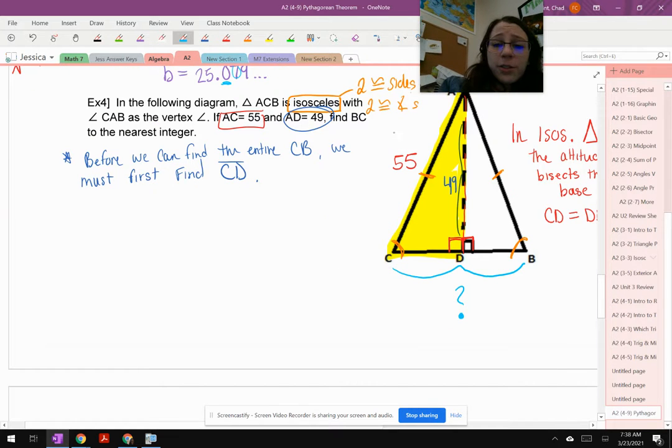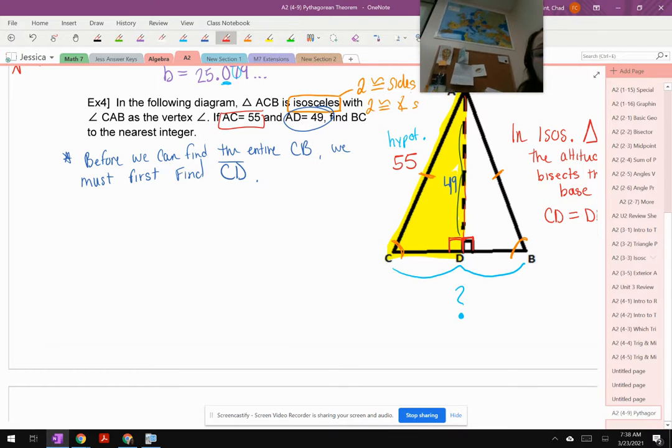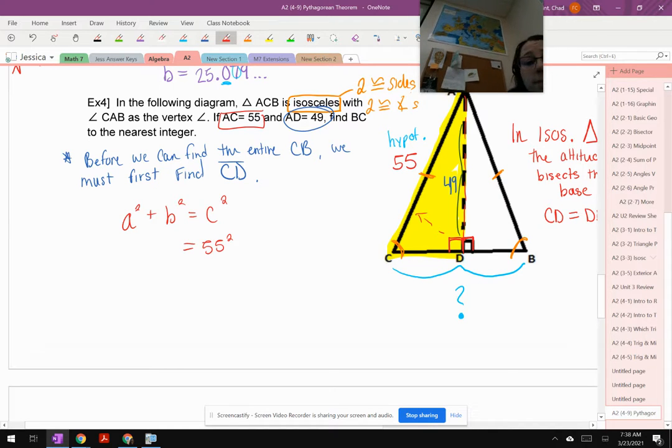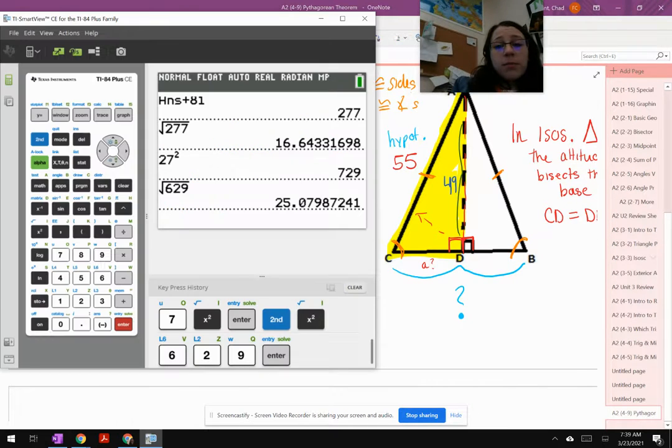Okay, so we know that my hypotenuse is this 55. So that's going to be my C value. So I have A squared plus B squared equals C squared. We know that my C is that 55 because that's my hypotenuse across from my right angle. And again, it doesn't matter which one you use as which. I'll call this B because that's what we're looking for. Actually, let's call it A to not be confused. So we're going to leave A squared as what we're looking for, plus we know that that other side is 49 squared.